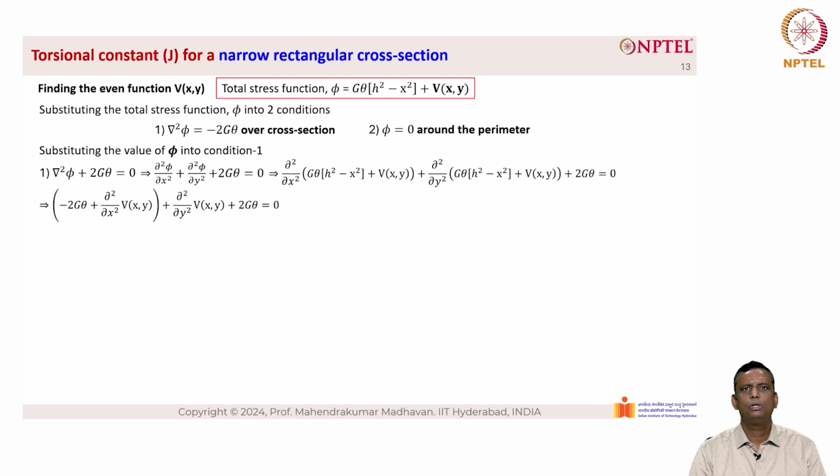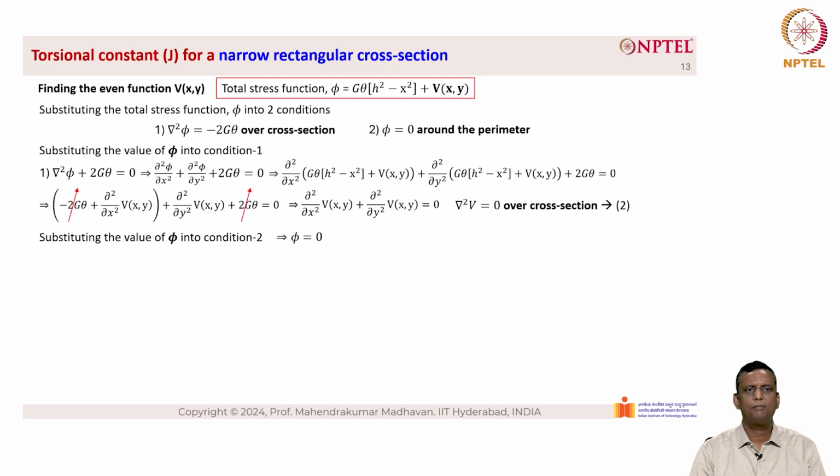When we do the differentiation, we get the first term as −2Gθ plus ∂²/∂x² of v(x, y). In the second term, we have ∂²/∂y² of v(x, y), because when we partially differentiate the term Gθ(h² − x²) with respect to y, it becomes 0. So again we can cancel −2Gθ and +2Gθ. So this becomes ∂²v/∂x² plus ∂²v/∂y² is equal to 0. This means that ∇²v equals 0 over the cross section. So the first boundary condition actually is satisfied.